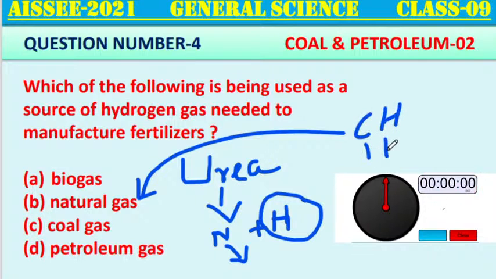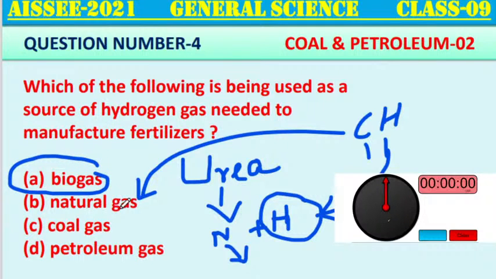So hydrogen is used here for making urea fertilizer, and hydrogen comes from natural gas. Biogas we do not have much, so we use natural gas, which is abundant. We have too much natural gas below the earth. So natural gas is used to make urea, any fertilizer which contains hydrogen.